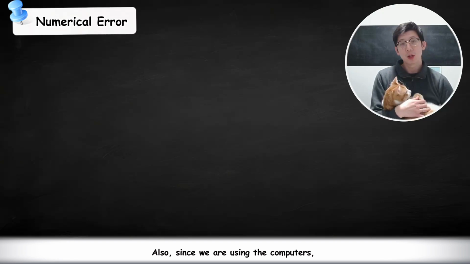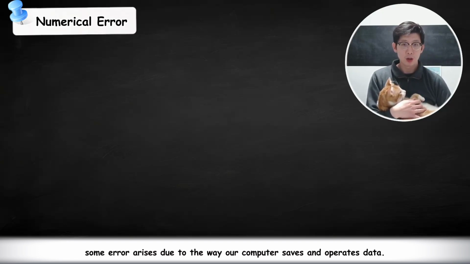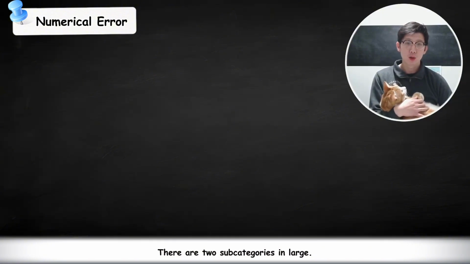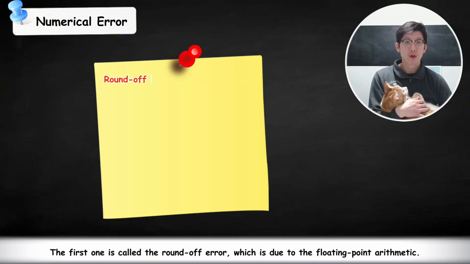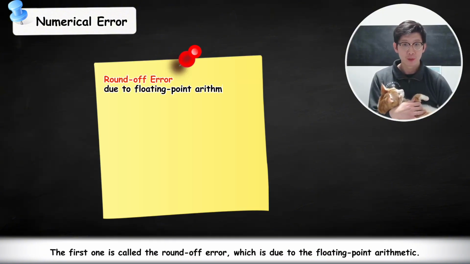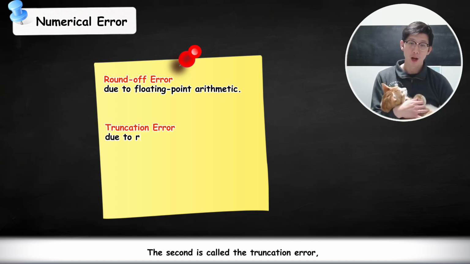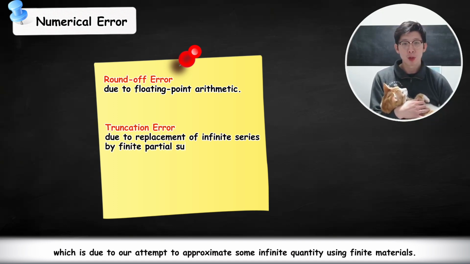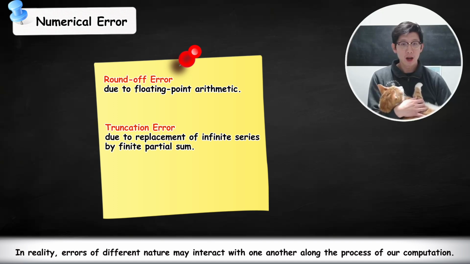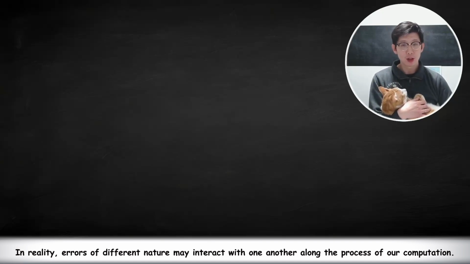Also, since we are using computers, some error arises due to the way our computer saves and operates data. There are two subcategories in large. The first one is called the round-off error, which is due to the floating point arithmetic. The second is called the truncation error, which is due to our attempt to approximate some infinite quantity using finite materials. In reality, errors of different nature may interact with one another along the process of our computation.